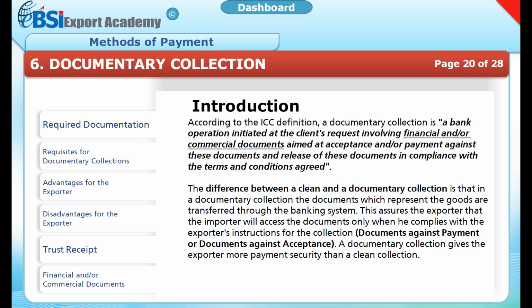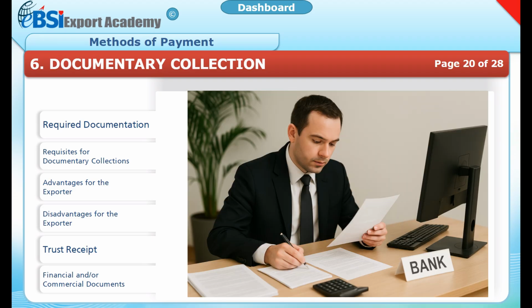The difference between a clean and documentary collection is that in a documentary collection, the documents which represent the goods are transferred through the banking system. This assures the exporter that the importer will access the documents only when he complies with the exporter's instructions for the collection, documents against payment, or documents against acceptance. A documentary collection gives the exporter more payment security than a clean collection.